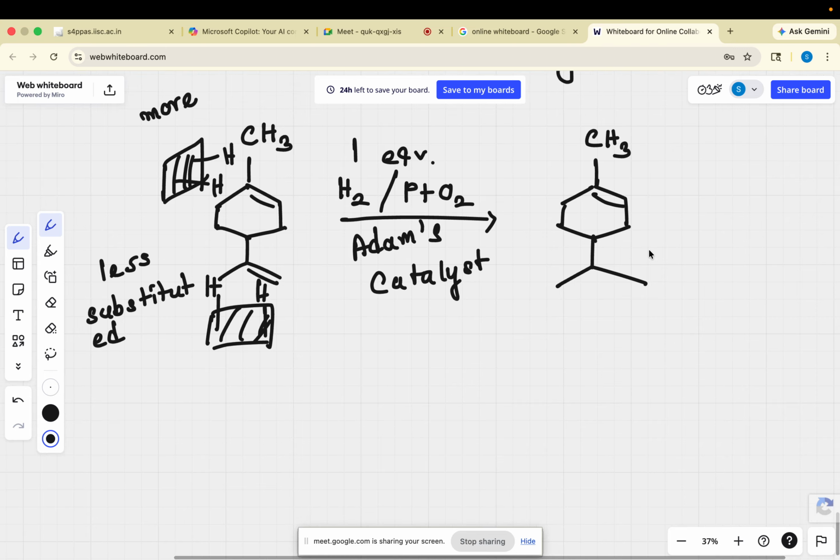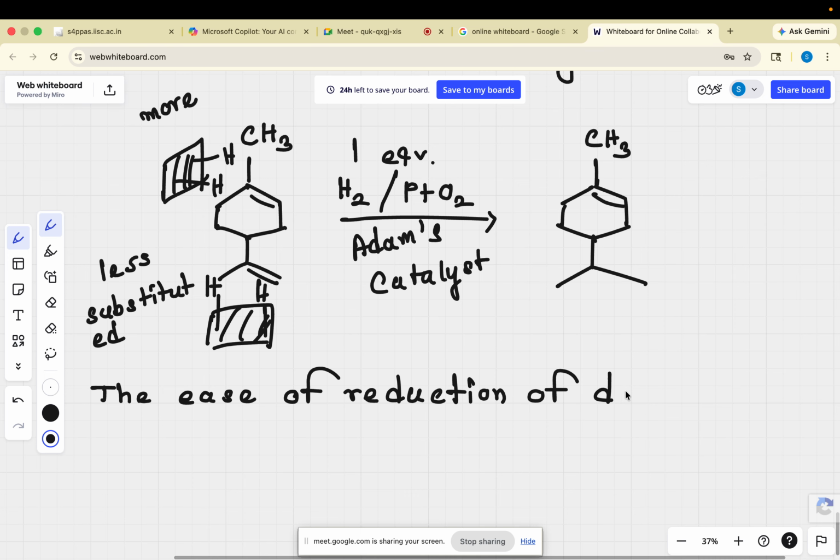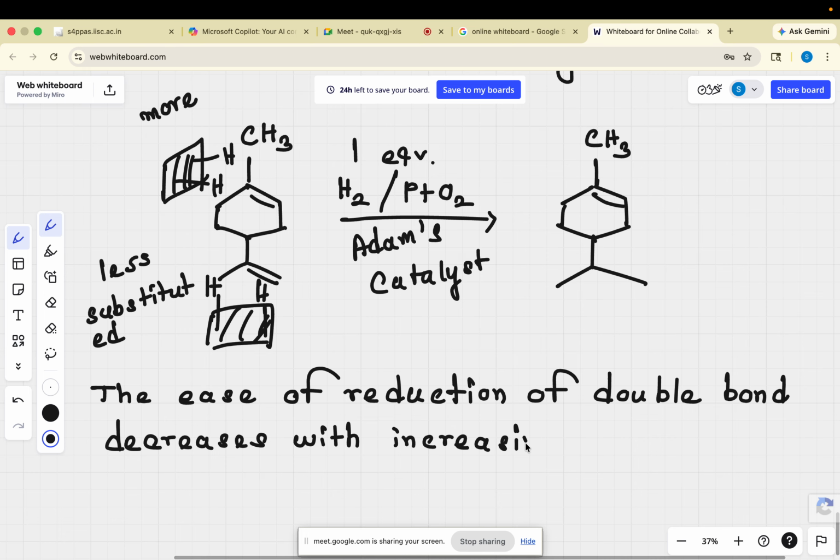Fine. So you just write down one line here, that the ease of reduction of double bond decreases with increasing substitution.